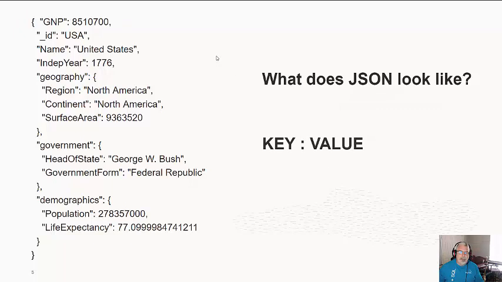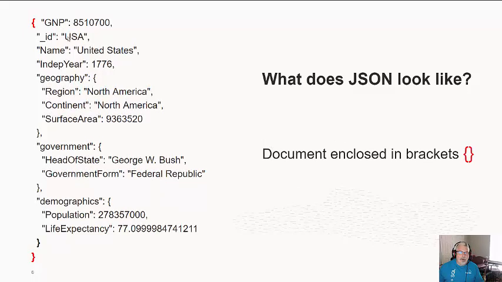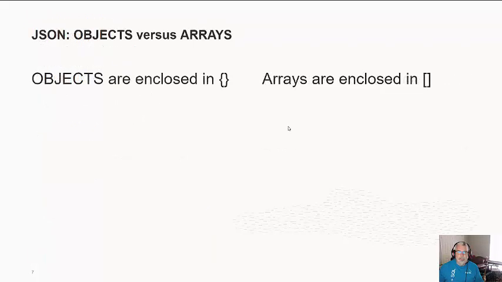The heart of it is keys and values. So like we have GNP, which is the key, and then the value. You can also see that we can have keys that have other embedded stuff in there, like we have here for government or geography. So the geography is actually embedded in all this, government's embedded in all that. And by the way, the documents, if you haven't noticed, are enclosed in curly braces. You can have both objects, which are demarked by curly braces, and arrays, which are the square braces, within your JSON document.